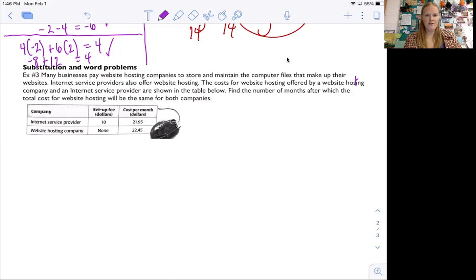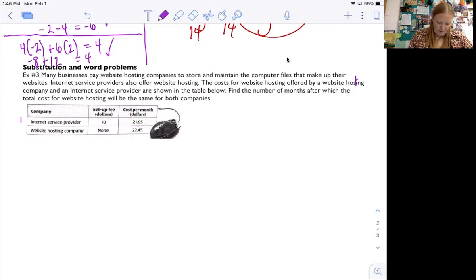Okay, so let's look at the situation. We have to first decide if we're writing our equations in slope-intercept form or in standard form. Those are the two most common. This problem says the internet service provider gives me a setup fee of $10. That's a one-time fee, and it's $21.95 per month. Then the other one has no setup fee, and it's $22.45 a month. So they've basically given me a slope and a y-intercept for both situations, so I'm going to write my equations in slope-intercept form.